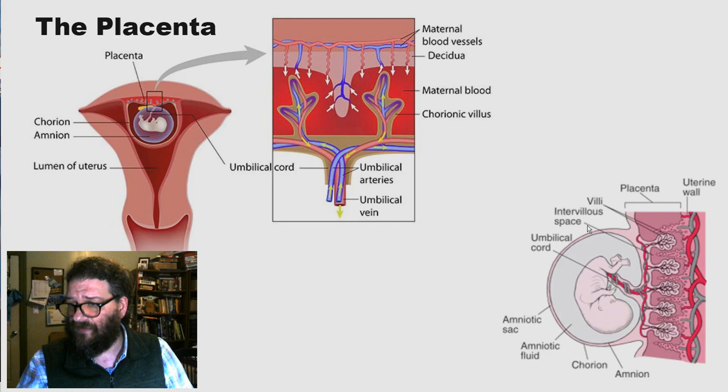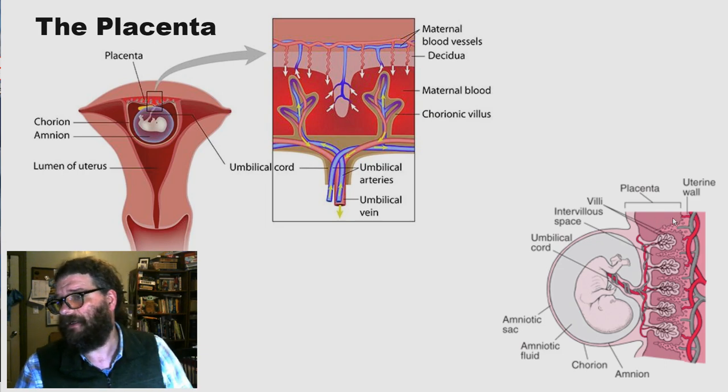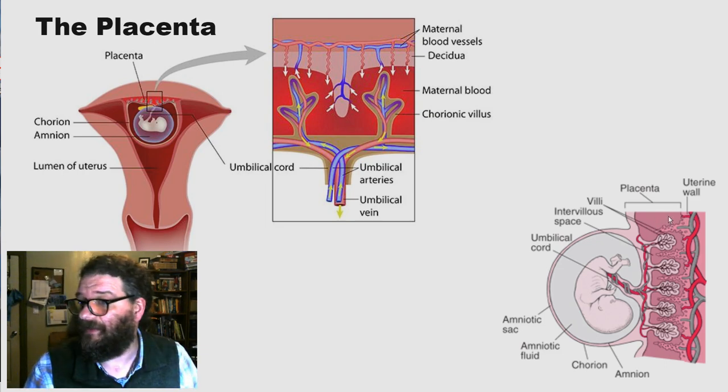To look a little closer here, you can really see these chorionic villi, right? Extending into the intervillous space is what they're calling it here. The name is escaping me. It's not so important for us.